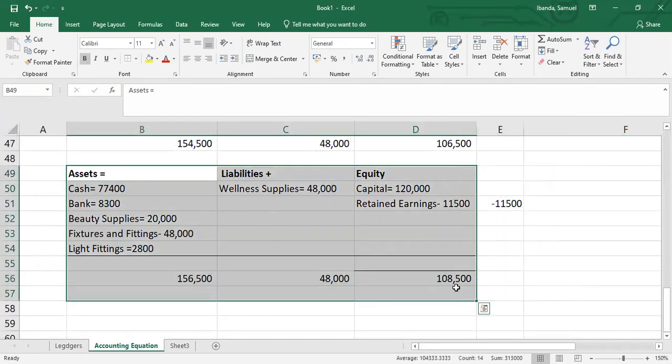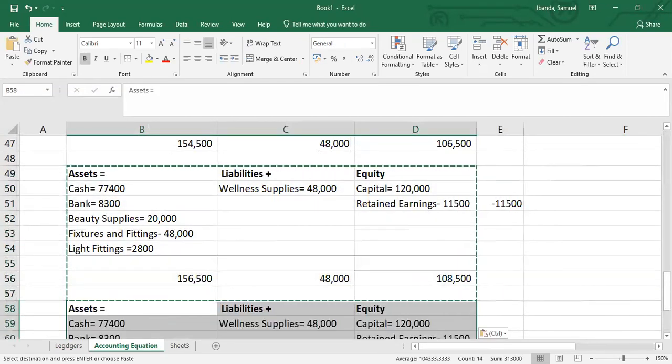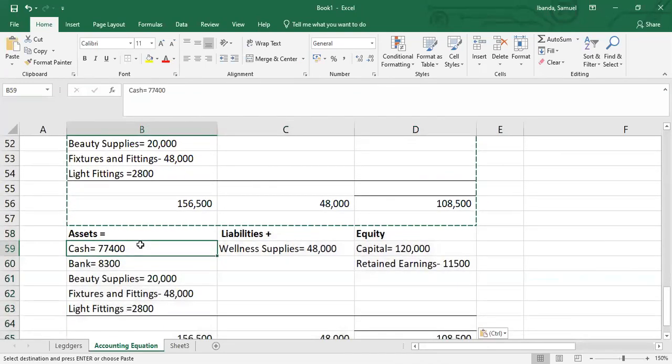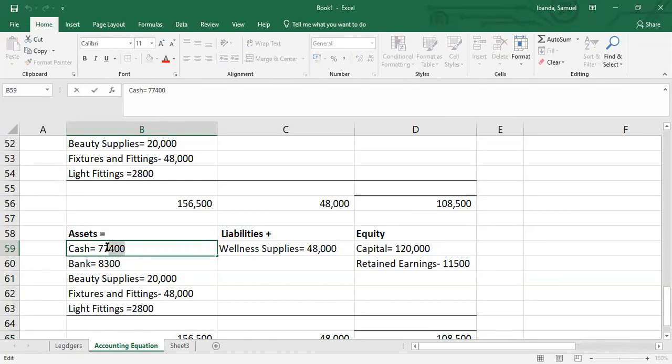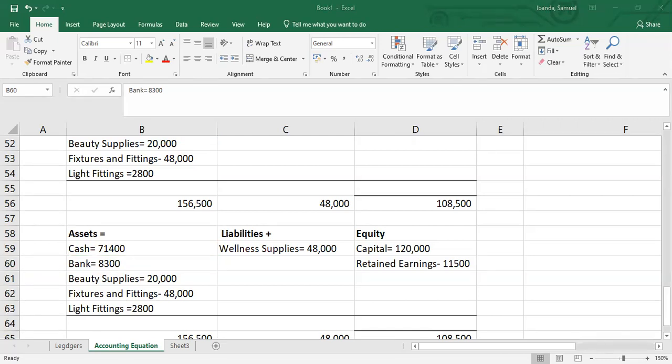When I come to my accounting equation, does this affect cash? Of course, because it took this as cash for personal use. So it took 6,000. So this will become 71,400. Bank will remain the same since he didn't pick from bank. Sorry, he actually withdrew 6,000 cash from business. Yes, that is okay. So bank will remain intact because it just took cash. The word withdrew should not confuse you that he actually removed it from the bank.